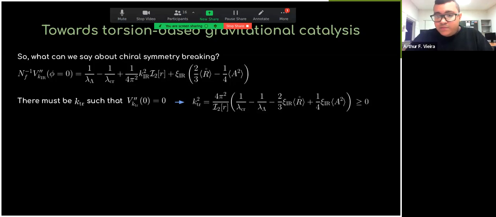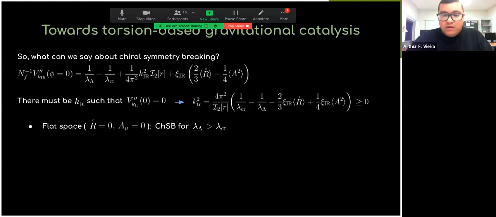And this transition scale should be positive. And before I comment on the implications of this, you see that it only makes sense if it's positive. But as a first analysis, you can disregard the curvature and torsion, and you just end up with a flat space calculation, which says that for lambda greater than its critical value, you have chiral symmetry breaking.